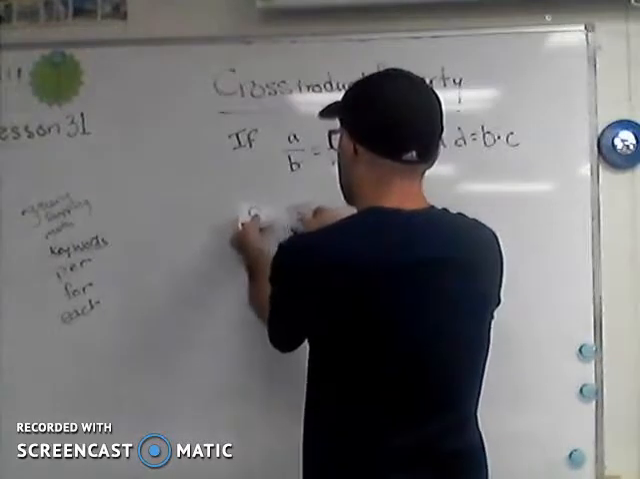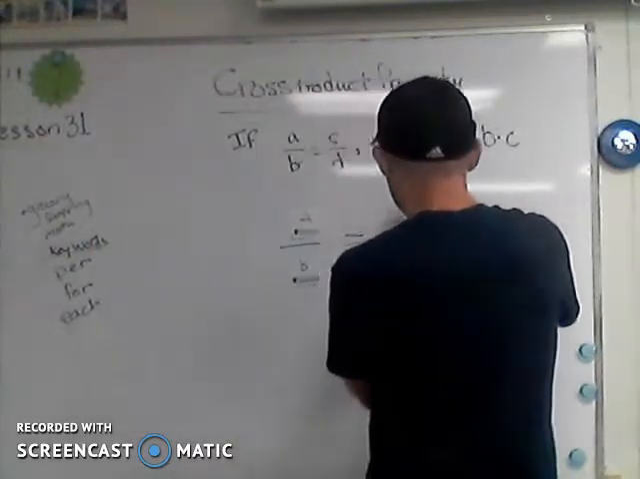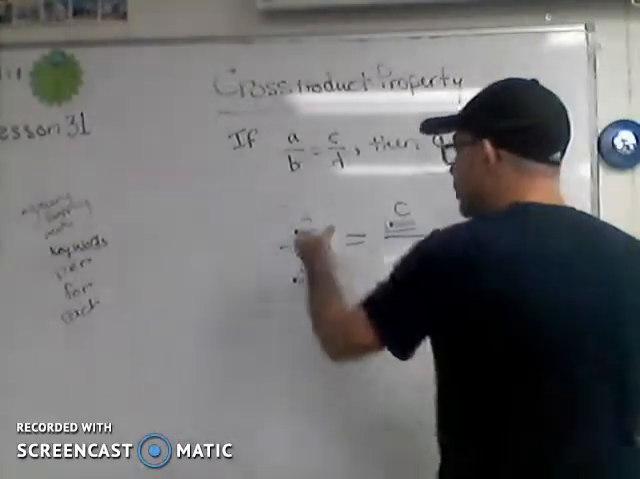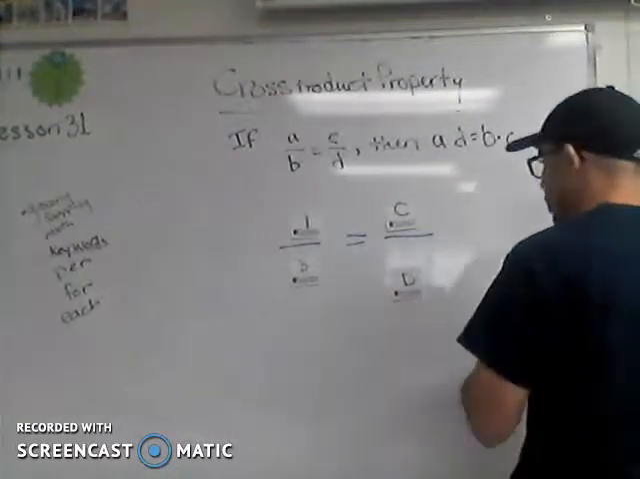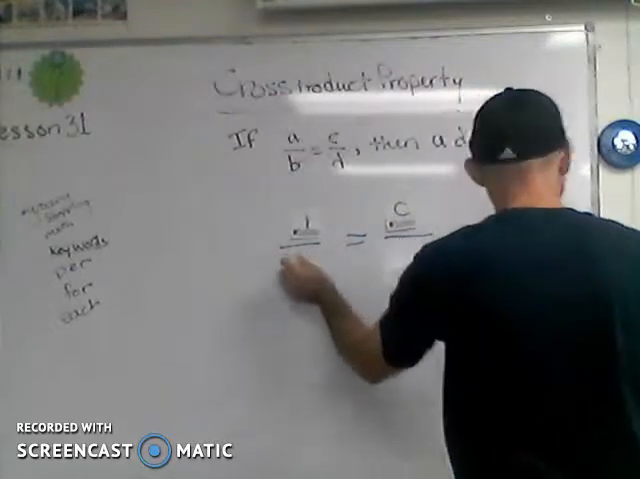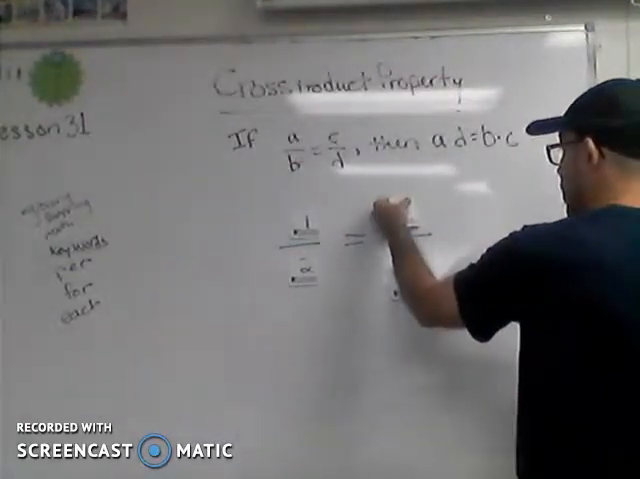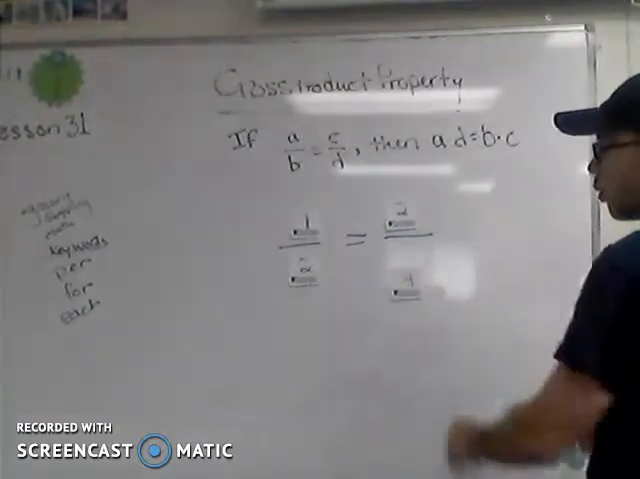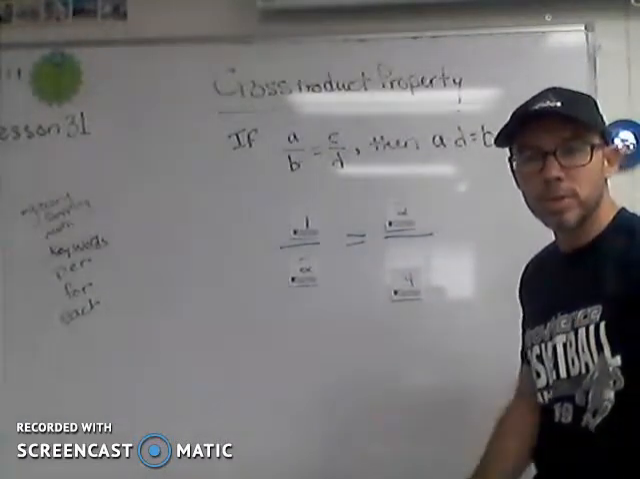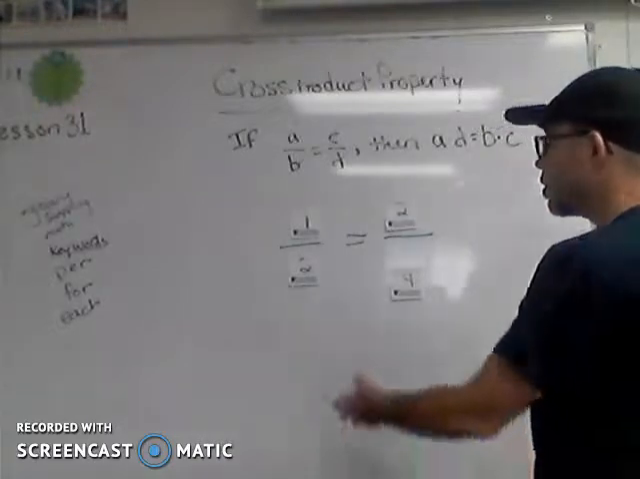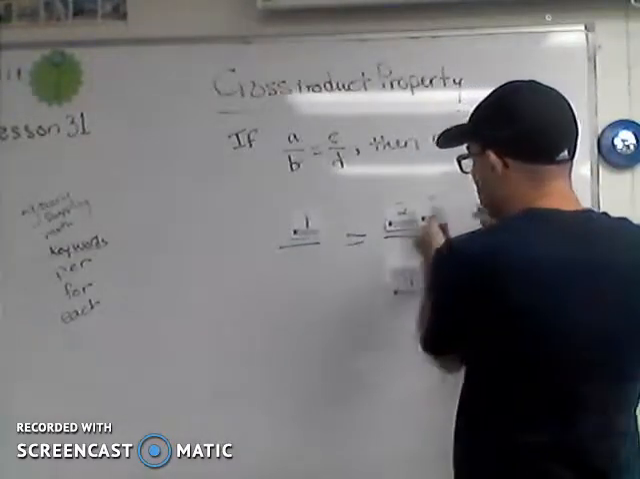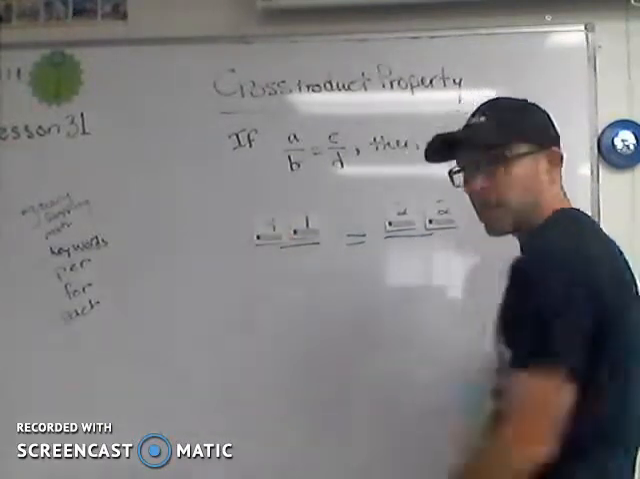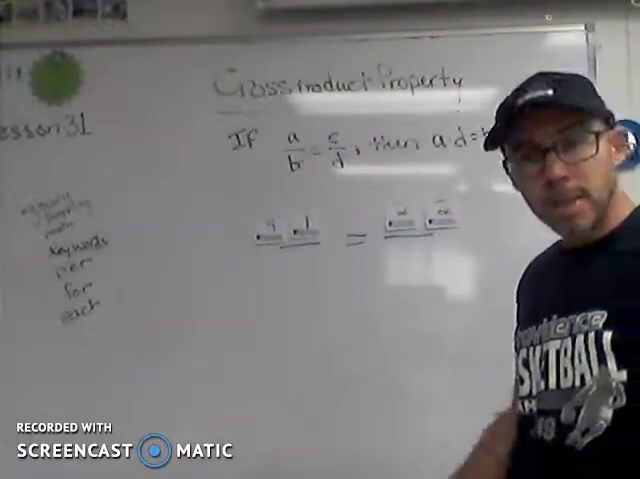Now, in order to see that this is true, I'll put up some actual numbers here. 1/2 is equivalent to 2/4, or the ratio 1 to 2 is equivalent to the ratio 2 to 4. All right? So let's do the cross product. 2 times 2 equals 1 times 4. Is that not true? Yes, it is.